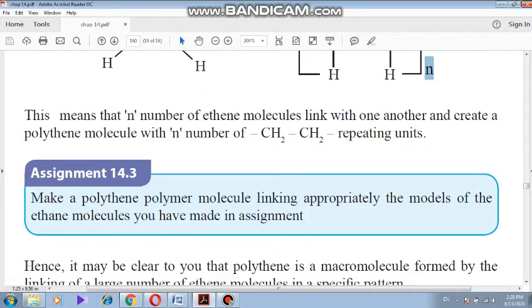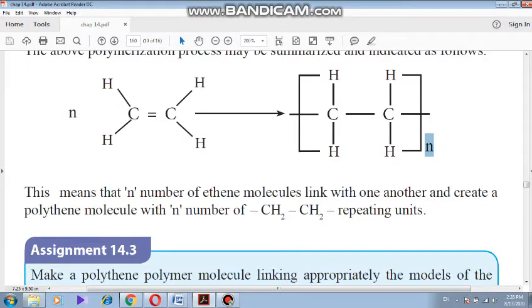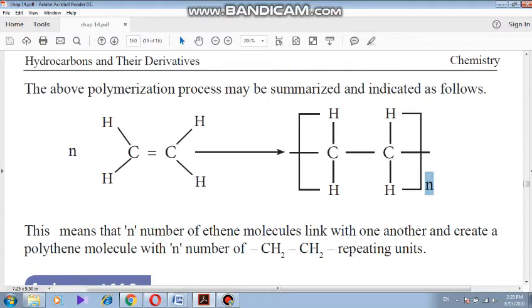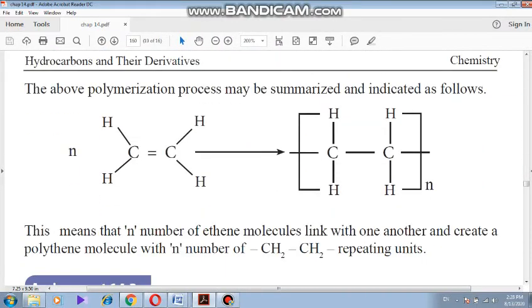If you draw this right side one without the N mark, it is called a repeating unit. It is the one repeating here. Now see, this component repeats again. So if you don't mark this N, it is called by the name repeating unit.